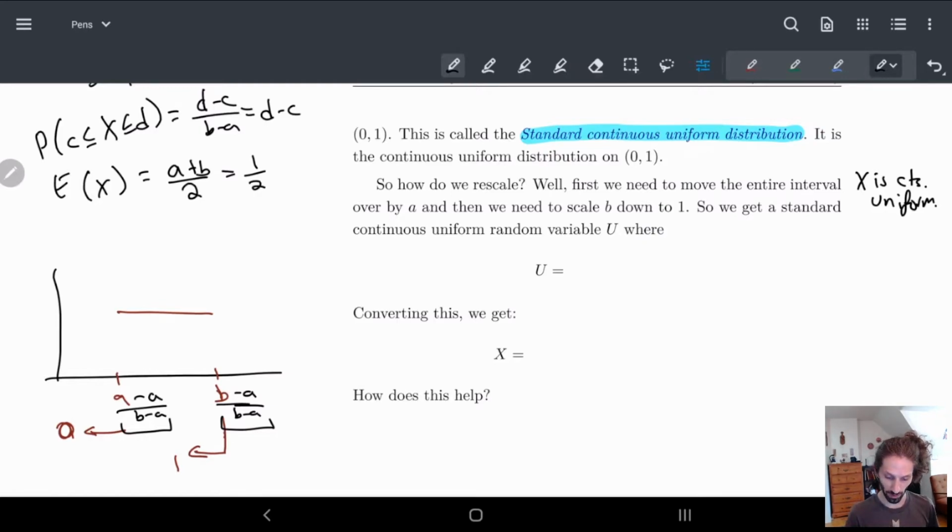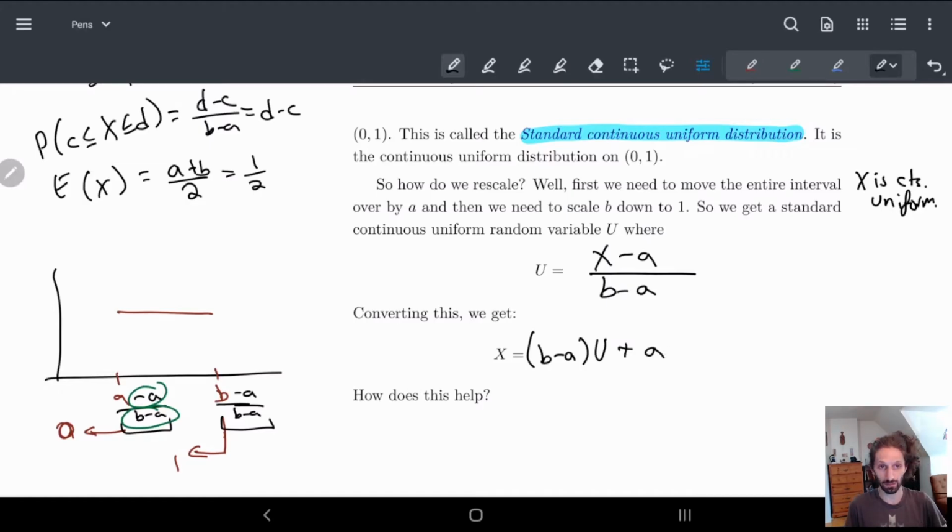So in other words, we take our random variable x. What did we do? We subtracted a first, so we'll do minus a, and then we divided by b minus a. And that's it. So basically what this gives us is that x is just equal to, I can bring the b minus a over, so b minus a times u plus a.